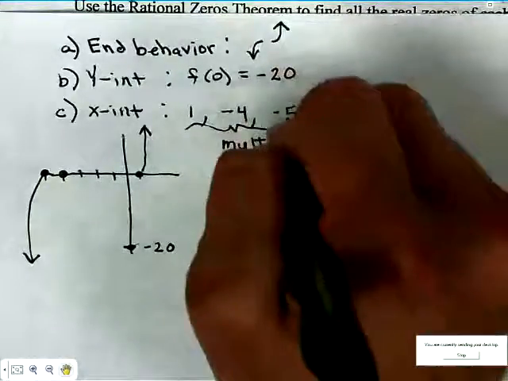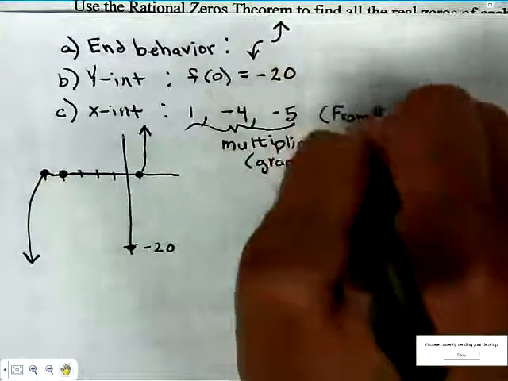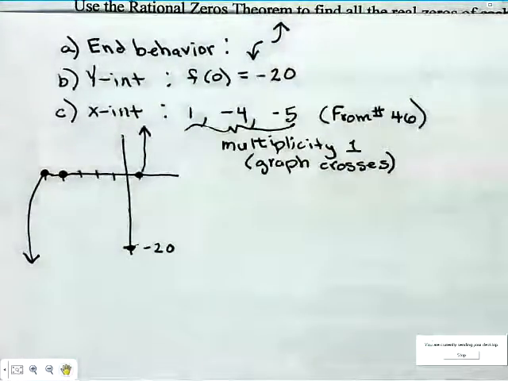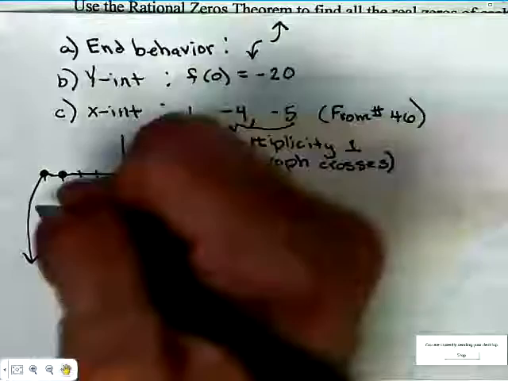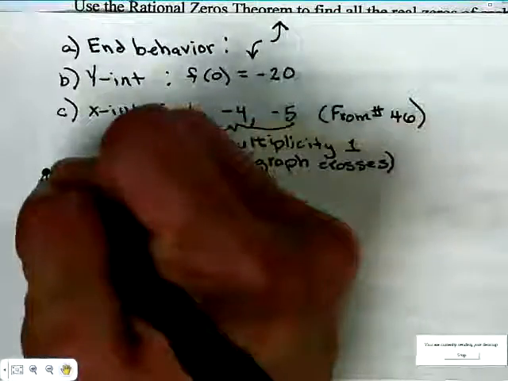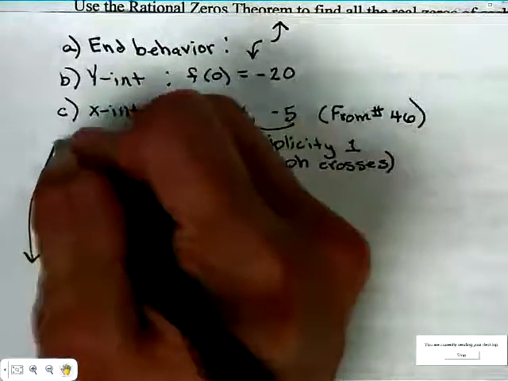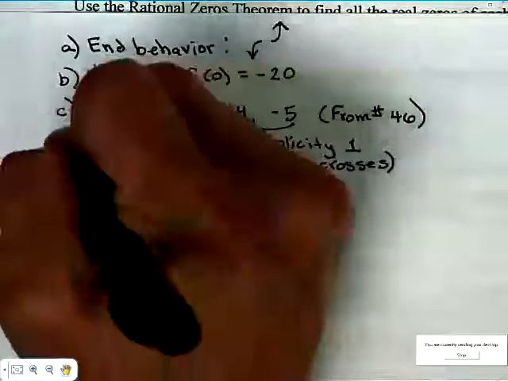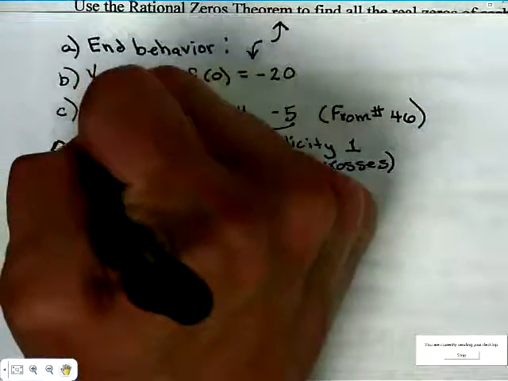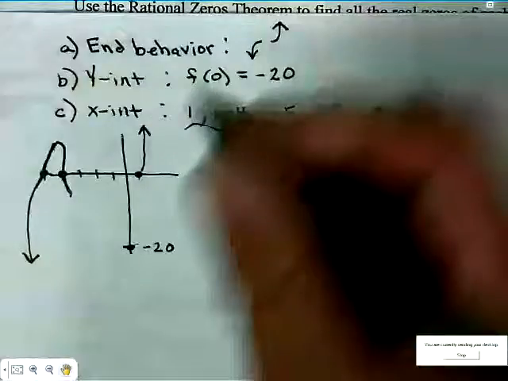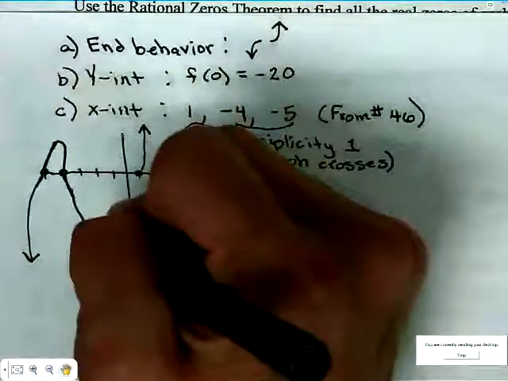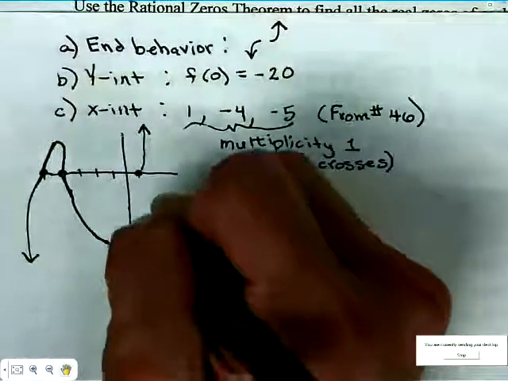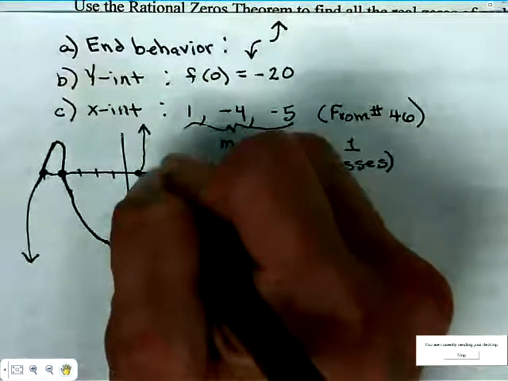Right. So cross at -5 without calculus. I don't know how far it goes up, but at some point it turns around and comes back down. Goes at least to -20, maybe even farther than that. Again, without calculus, I don't know. But at some point it turns and comes back up and crosses at 1.